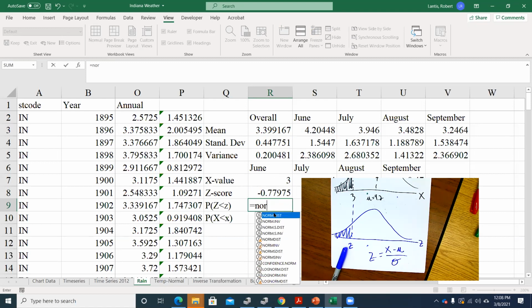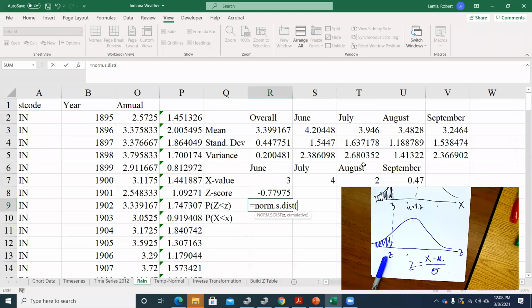Right? Well, that's where we can use this norm.s.dist function. Okay? So all you do is tell it the z-score, and then we will always use comma 1. So when I make this 0, if I didn't want this cumulative, theoretically, what should this value actually be? The probability of seeing exactly 3 should be 0, yeah, right?